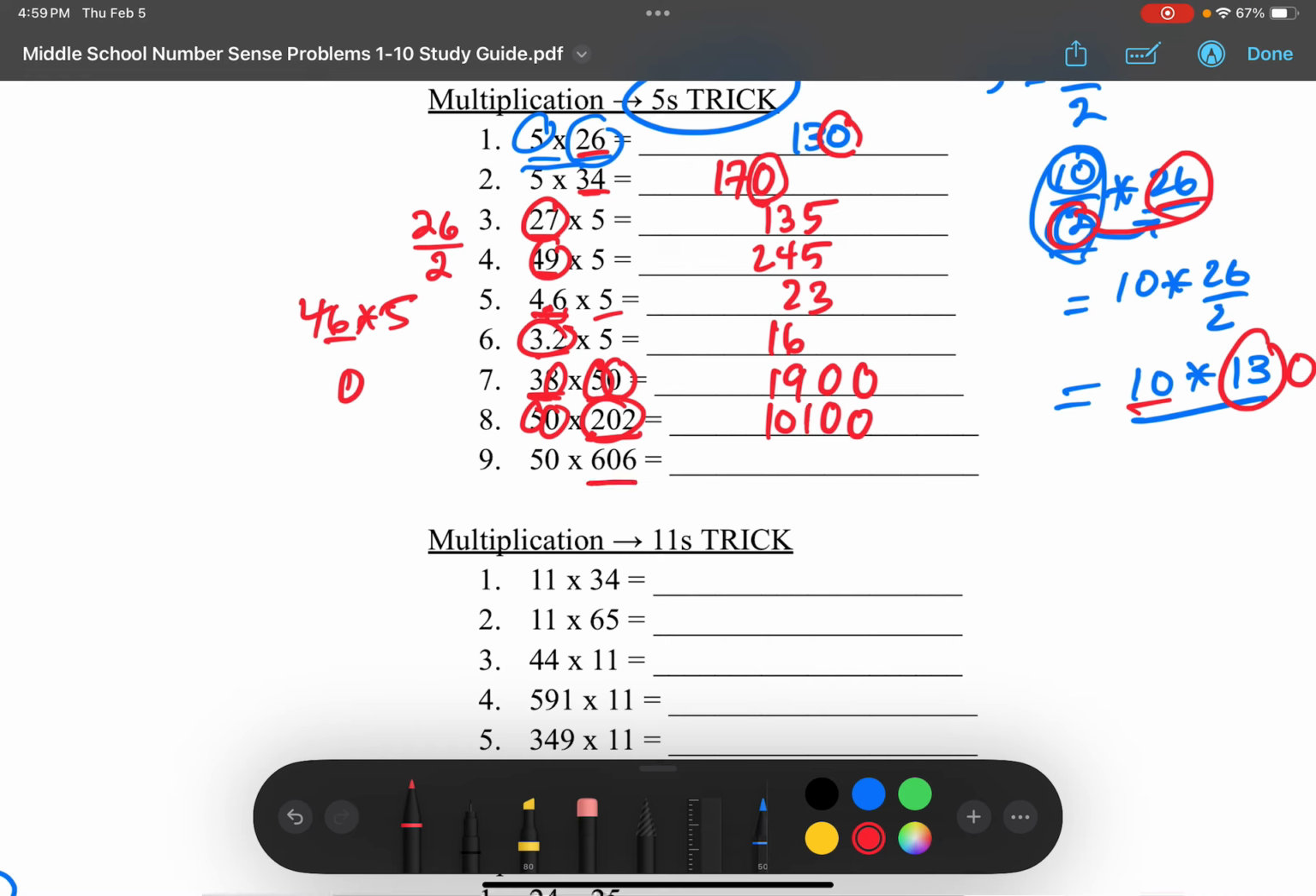Okay, same thing here. We write this 0 down, so we took care of that. Now it's 5 times this. Is that even or odd? Even, so we put a 0, cut this in half, 303.